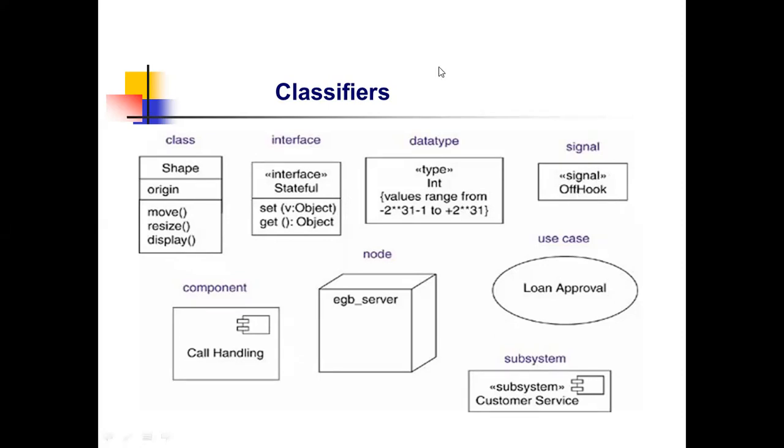Then component. Here you can see the notation for component. Then node. Here node. Then use case and subsystem. Here you can see the stereotype as a subsystem, that is component service. Here you can see the notation for component and it is a subsystem. By using that stereotype, we can use this as a subsystem. Here these are the classifiers in object oriented system.